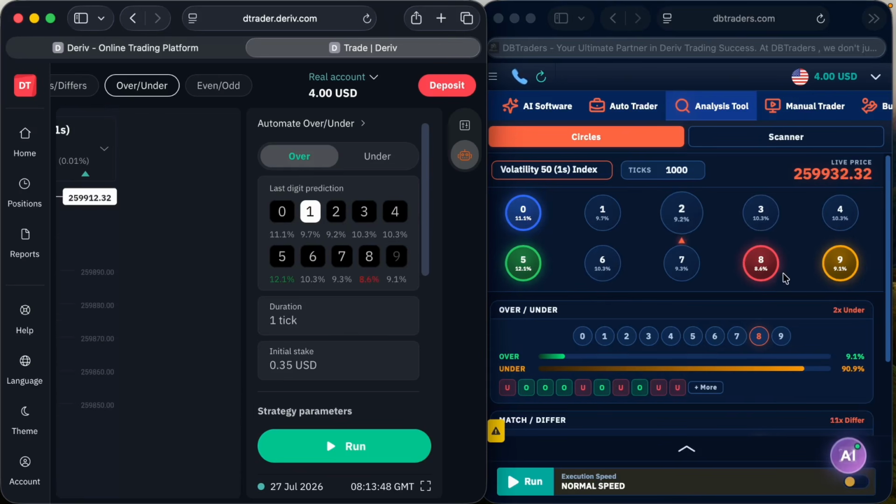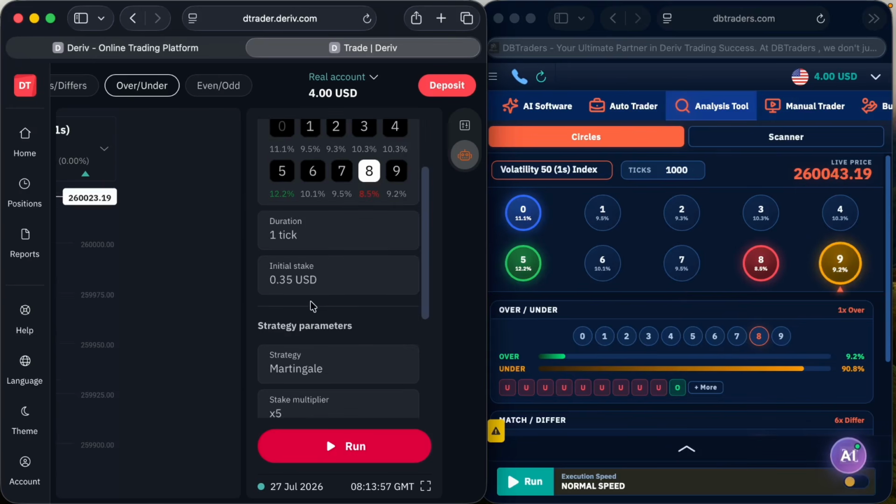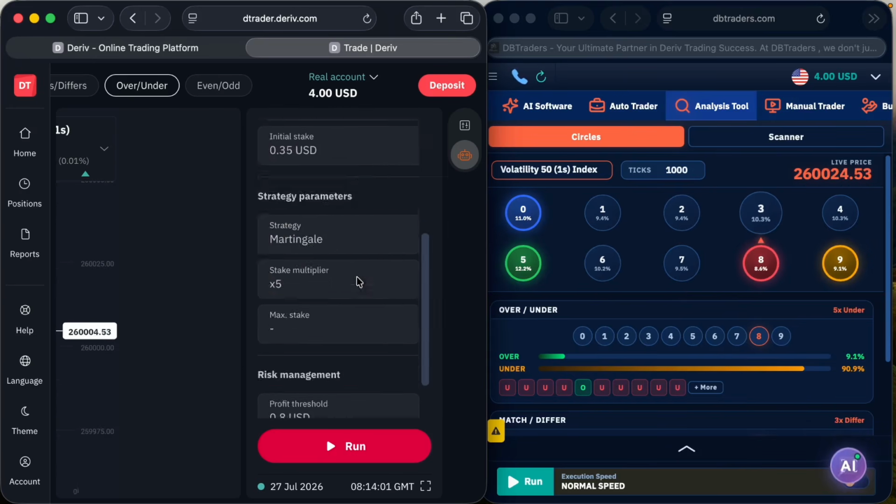After that, we are trading under 8. So remember to come and select under up here. Please don't forget to do these steps, especially up here. You can be confused. Again, come and select your last digit. Do not forget that. And then my initial stake. There it is, everything, confirm your under, everything, all right?